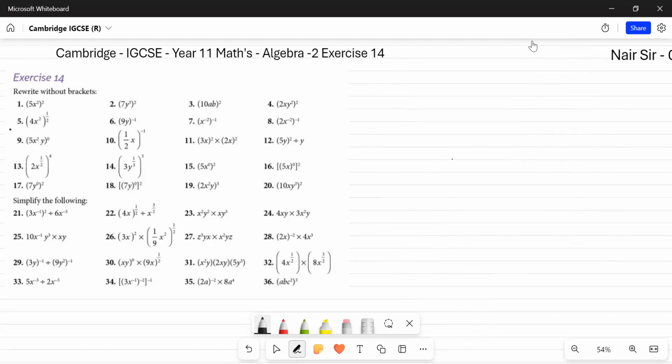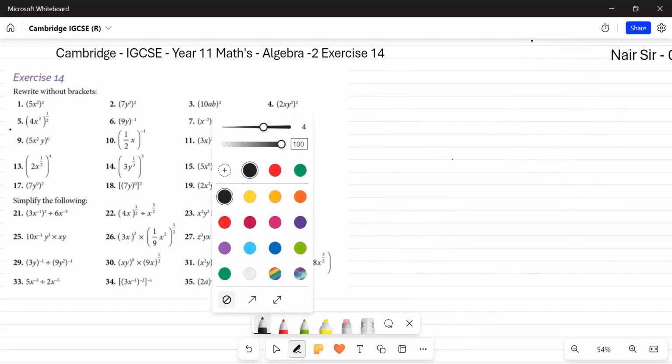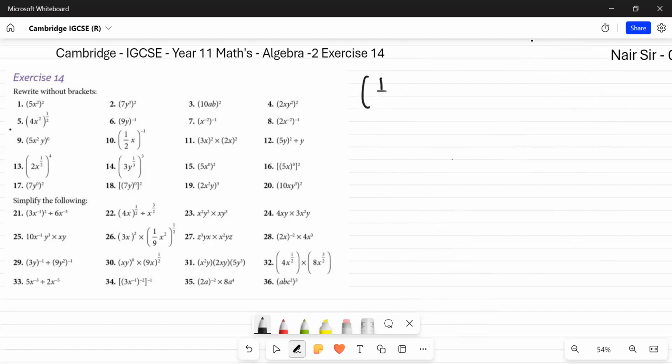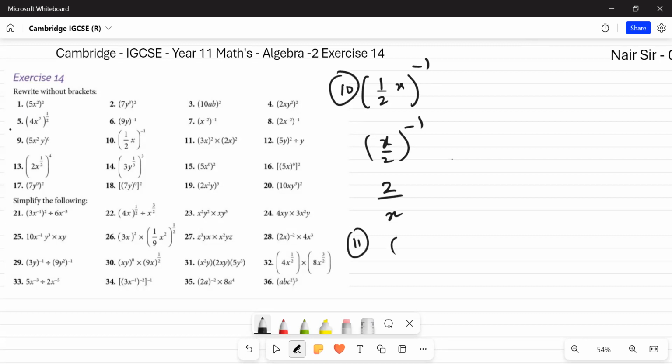Question number 10. It tells me half raised to minus 1. Half can be written as x upon 2 raised to minus 1. And what is the reciprocal of x upon 2? That's it. Okay, this is question number 10. Question number 11. 3x the whole squared multiplied by 2x the whole squared.